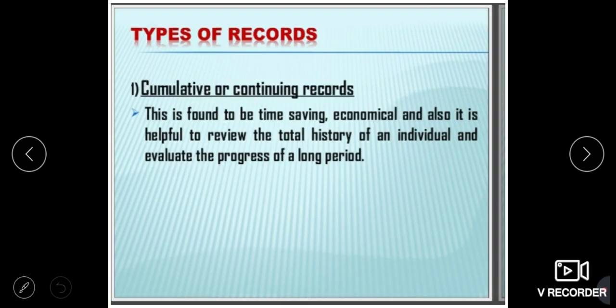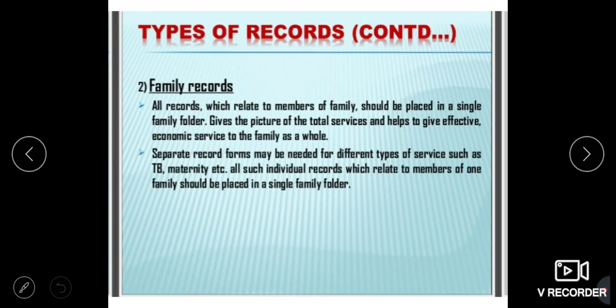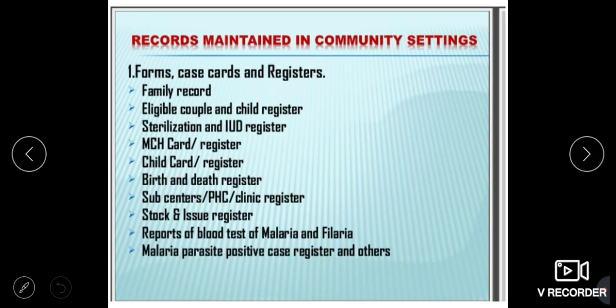These are the other types of records. One is the cumulative or continuing record, family record. These are some of the forms: case card and register, family record, eligible couple and child register, sterilization IUD register, MCH card or register, child card or register, birth and death register, subcenter, PHC, clinic register, stock and issue register, reports of blood test of malaria, filaria and TB, malaria parasite positive case register and others.